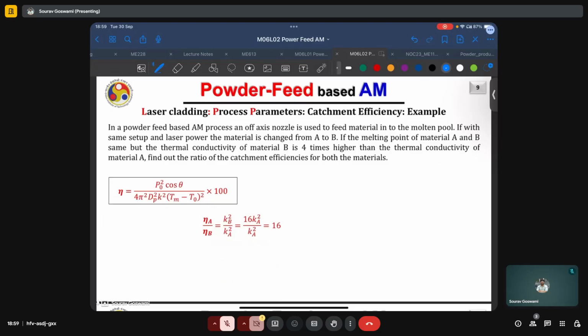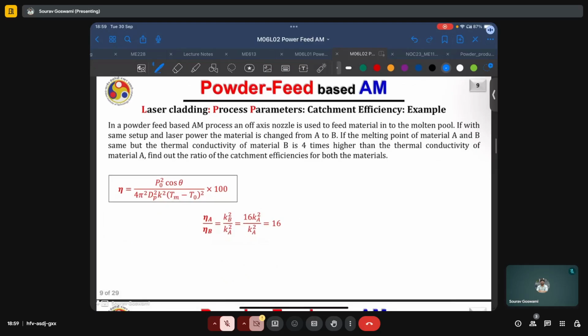The formula is already supplied to us. For material A, the catchment efficiency is given as P naught square cos theta, because the angle of inclination of the powder beam is the same, and the power which is applied is also the same, by 4 pi square. dp square is also the same. It is only the thermal conductivity which is different, so we denote it by Ka square. Tm is also the same, into 100.